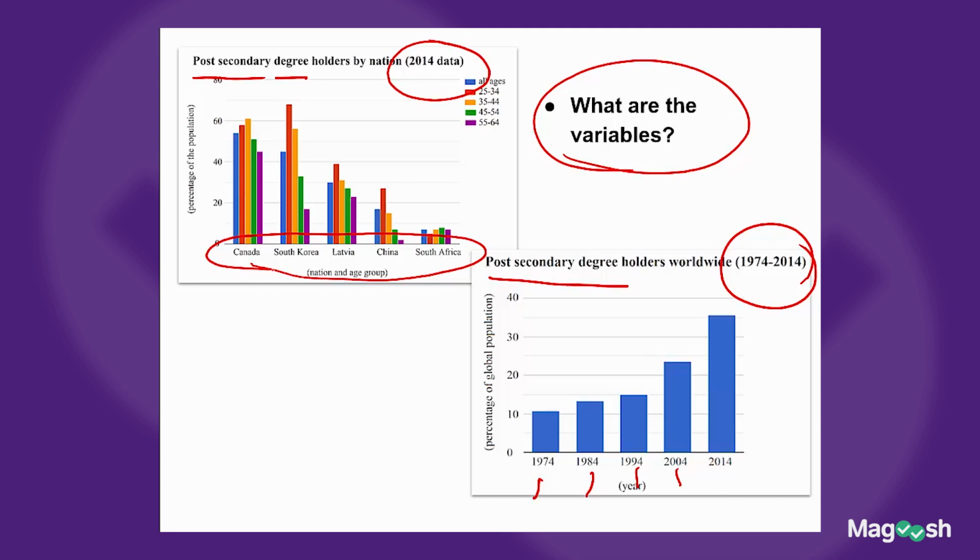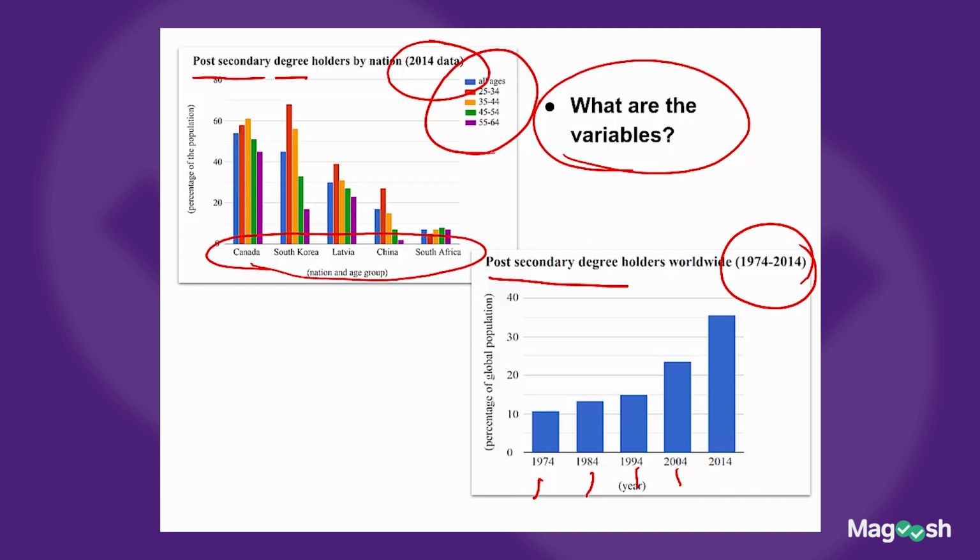Another contrast, then: the first chart breaks down the percentage of post-secondary degree holders by these age cohorts. These different age groups are highlighted with different colors on the bar chart to the left. The second chart simply reports the percentage of population. So these are key variables that need to be described in your report.